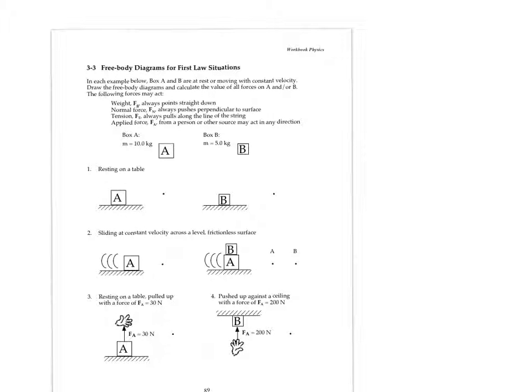Alright, so let's take a look at Season 4 Activity 2. In this activity, you're going to be drawing free body diagrams for some different situations. A couple things to keep in mind. First, if an object is at rest or moving at a constant velocity, the net force is 0.